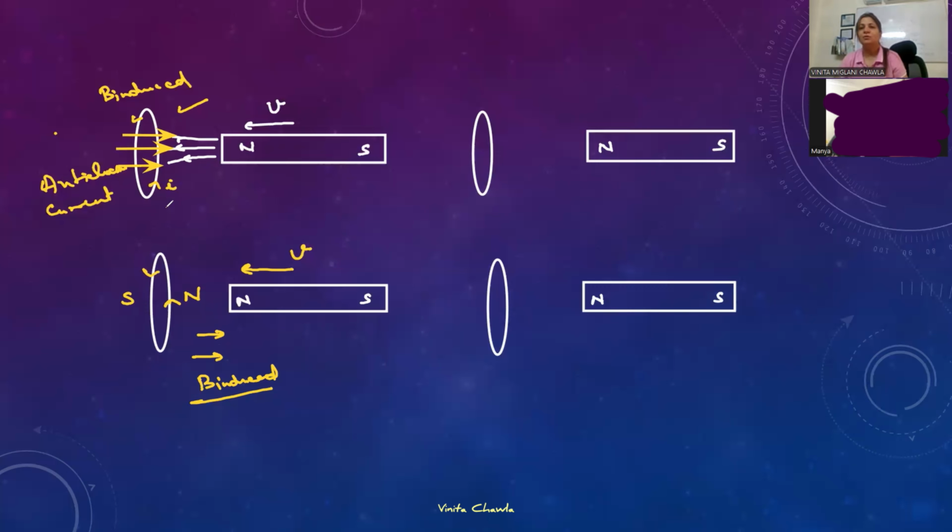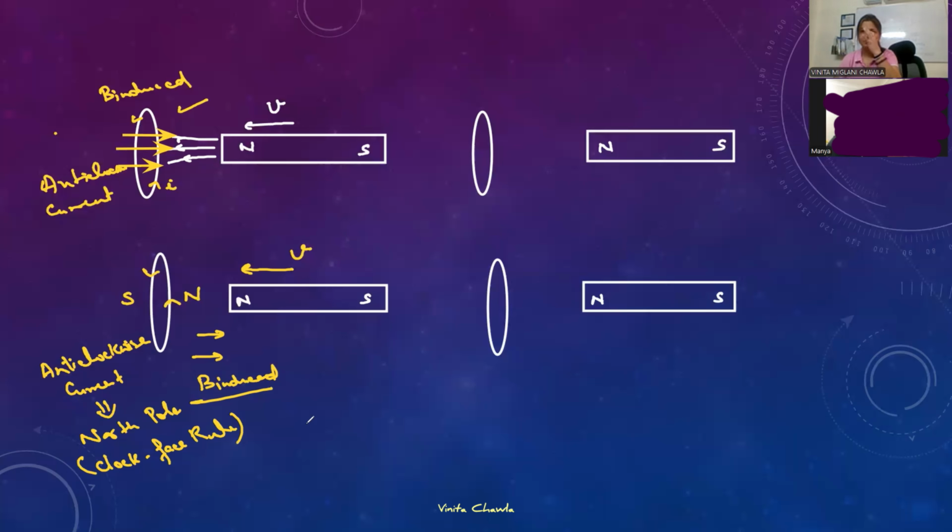The thing is that it is going to repel it. So if the north pole is approaching, current will start flowing anti-clockwise, because anti-clockwise current means north pole. If the current flows anti-clockwise, it implies north pole. This is the clock face rule. This we have discussed already in the previous chapter, right?